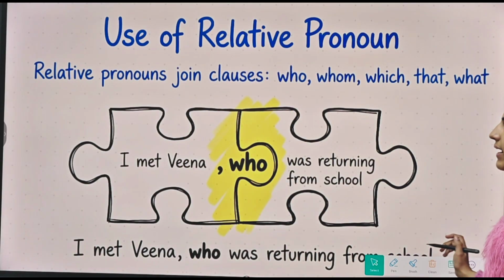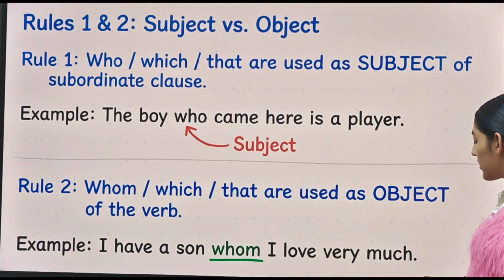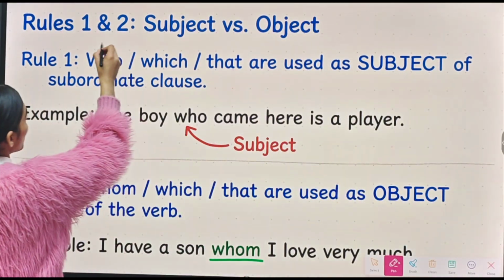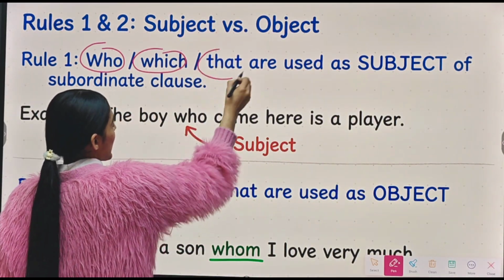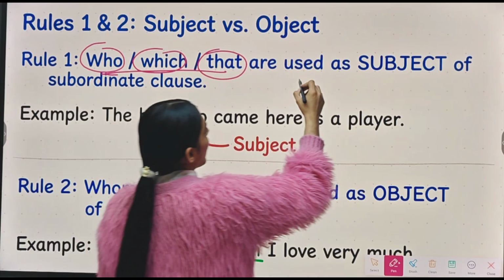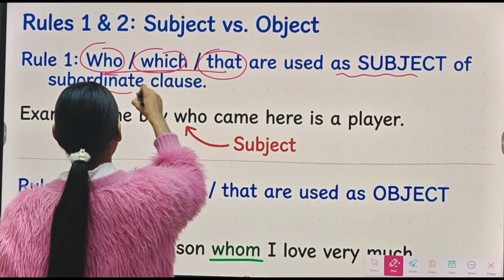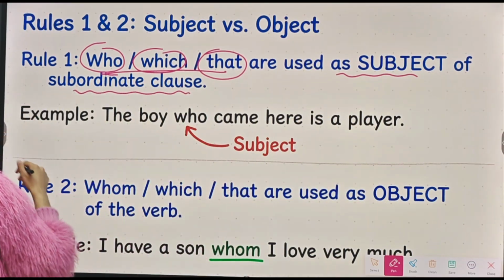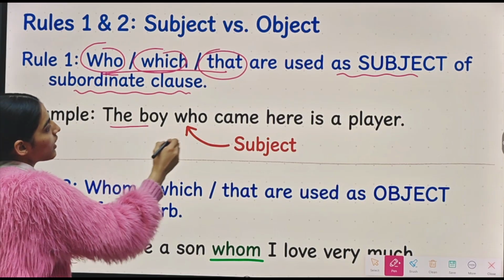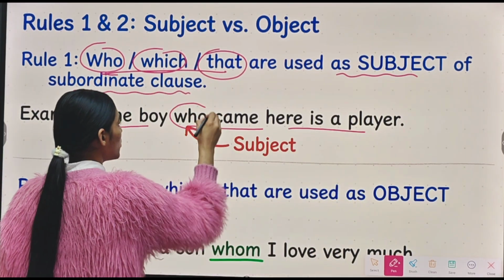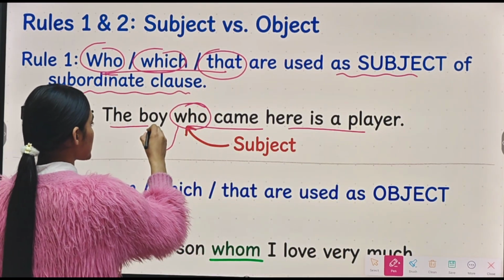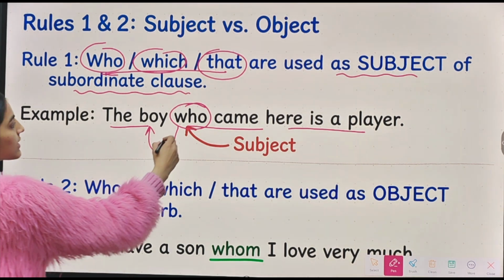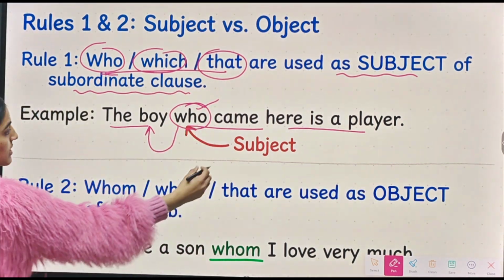So moving on, we have rule number one. Rule number one says who, which, that, all these relative pronouns are used as subject of a subordinate clause. So let's see the example that we have. The boy who came is a player. So here who is behaving as subject which is representing the boy. So this is a relative pronoun which has been used as subject.